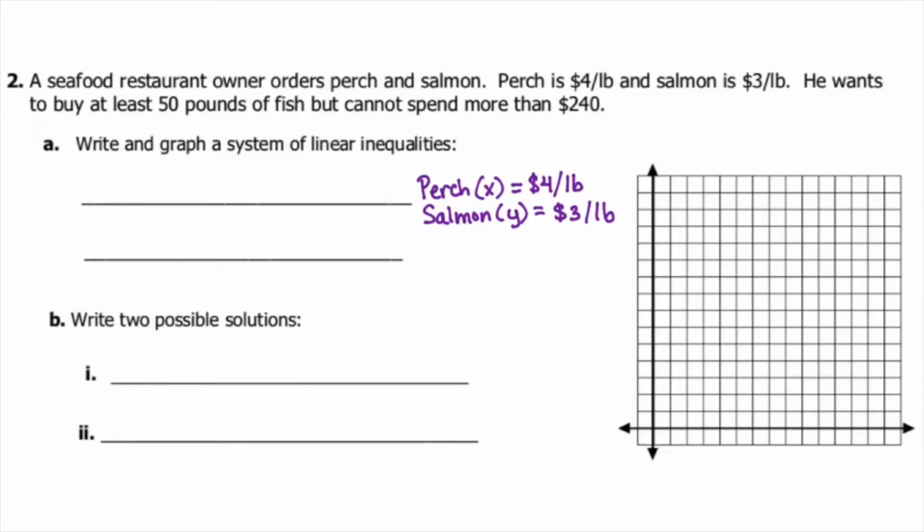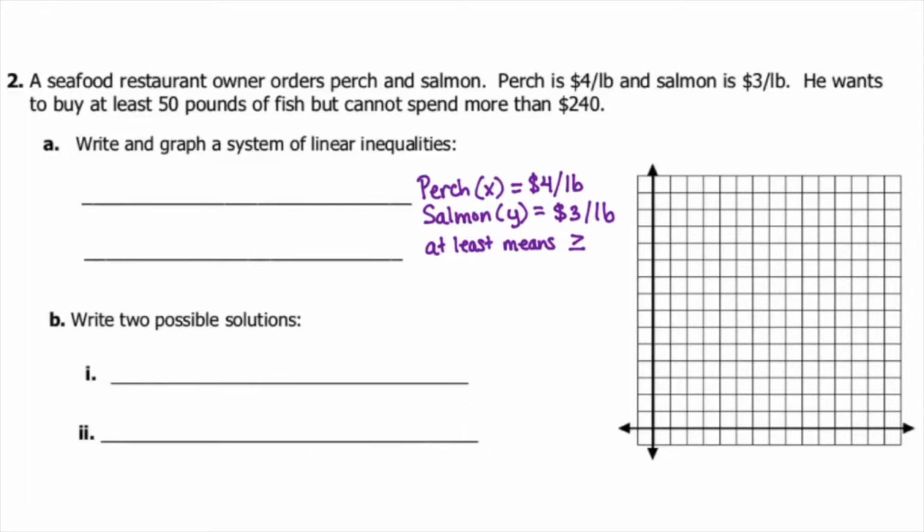He wants to buy at least 50 pounds, so that means at least stands for greater than or equal to, because if he can buy 60 pounds, that's at least 50 pounds. And if he buys exactly 50, that's at least 50 pounds. So that's the way you can think of it if you can't remember that at least is greater than or equal to.